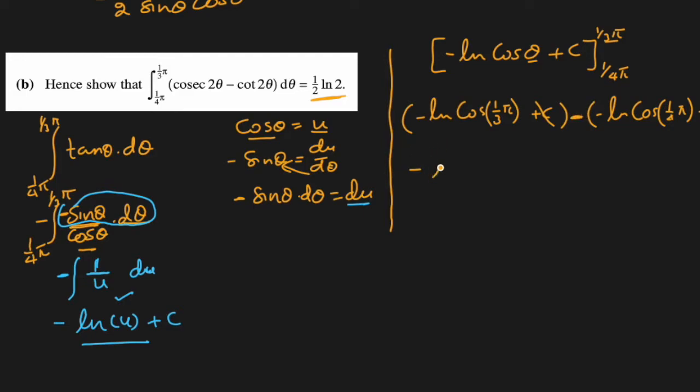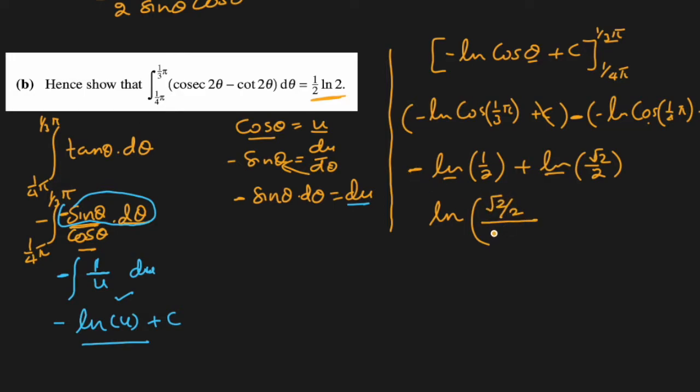So what do we get here? Minus natural log cos 1 over 3 pi is half, plus natural log cos 1 over 4 pi is 1 over square root 2. Alright, let's write square root 2 over 2. Okay, since one is subtracting from the other, we can combine these natural logs because they both have natural log. This is positive, so it will come on top. This is negative, it will become the denominator, 1 over 2. Both of them have the same denominator, cancel.